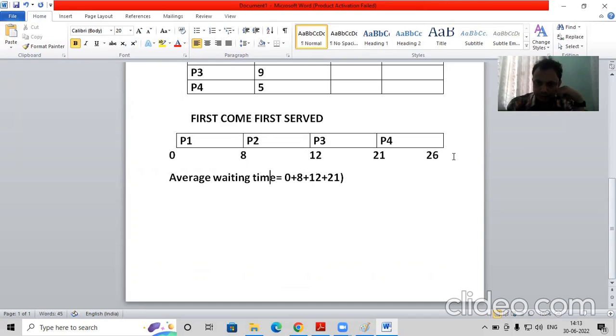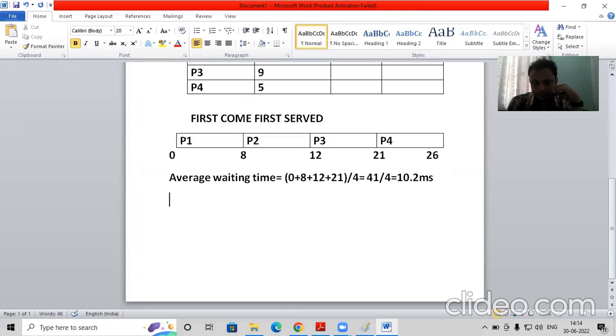Okay. So it is divided by 4 because a total of 4 processes are there. So 8 plus 12 means 20, plus 21 is 41. 41 by 4 is equal to 10.25 milliseconds. So here the average waiting time for this algorithm is 10.25 milliseconds.